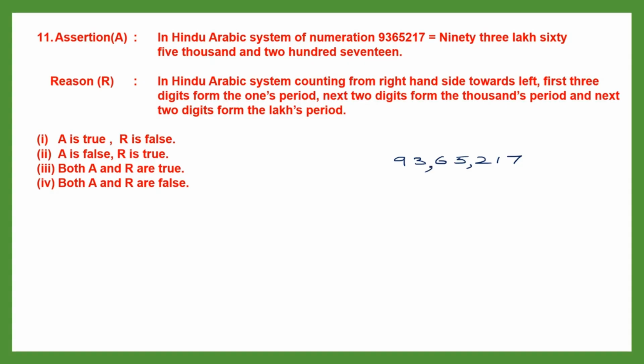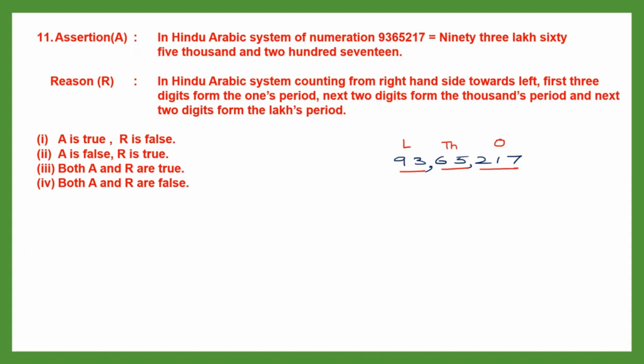Now how do we read this? 93, 65, 217. This is the ones period, this is the thousands period, this is the lakhs period. So when we read, we say 93 lakh 65,217. Let's see if it's the same as this. 93 lakh 65,217. It's the same. That means assertion A is true.